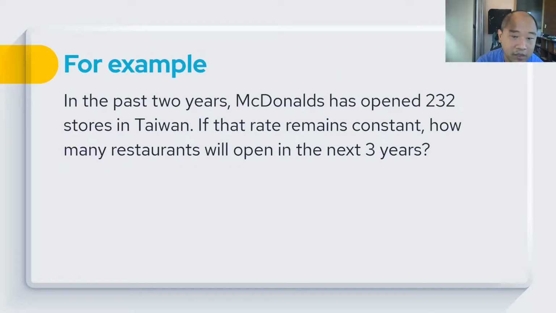In the past 2 years, McDonald's has opened 232 stores in Taiwan. If that rate remains constant, how many restaurants will be opened in the next 3 years? Well, in the past 2 years, they've opened 232 restaurants per 2 years, right? And we know that it's proportional. The rate remains the same. If the rate remains the same, this is a keyword that tells you that the relationship is proportional.